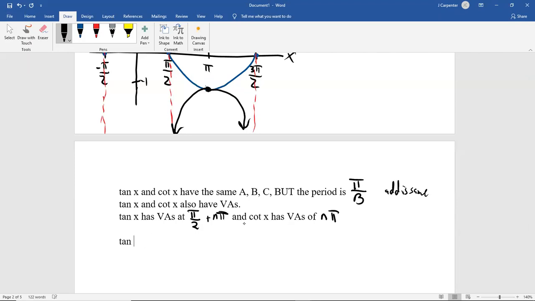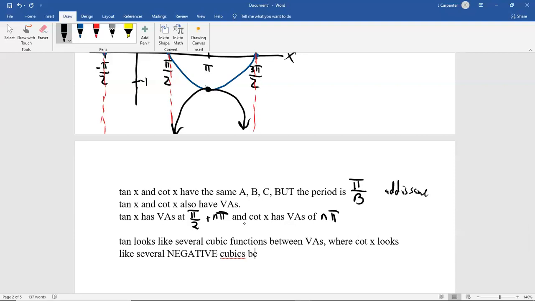Actually, I want to say this separately. Tangent looks like several cubic functions between vertical asymptotes, whereas cotangent looks like several negative cubics between vertical asymptotes. Here's the reasoning.